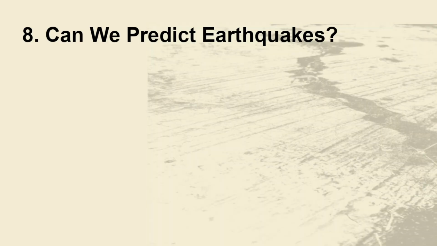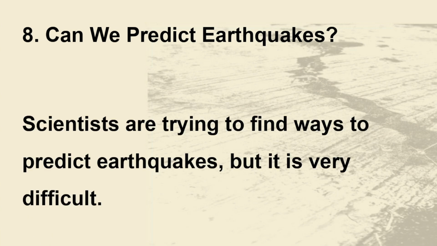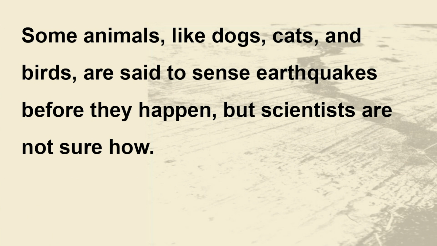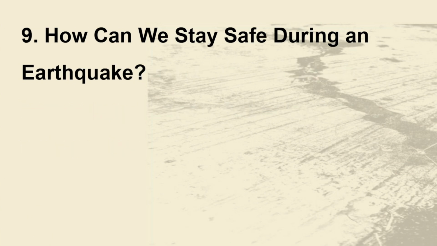8. Can we predict earthquakes? Scientists are trying to find ways to predict earthquakes, but it is very difficult. They can study past earthquake patterns and measure small movements in the ground, but they cannot say exactly when or where the next big earthquake will happen. Some animals, like dogs, cats, and birds, are said to sense earthquakes before they happen, but scientists are not sure how.